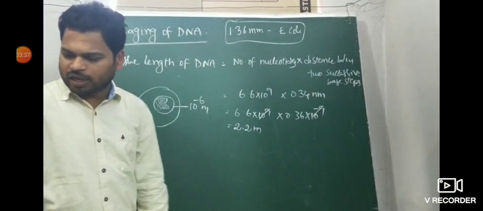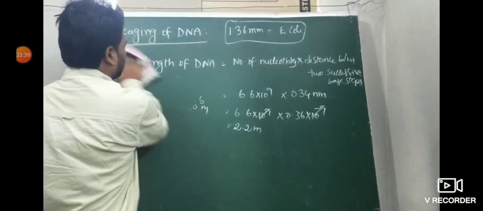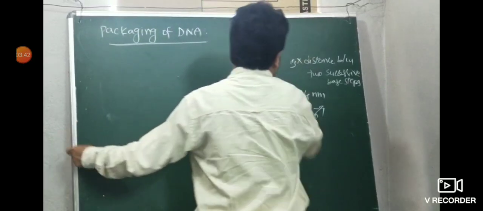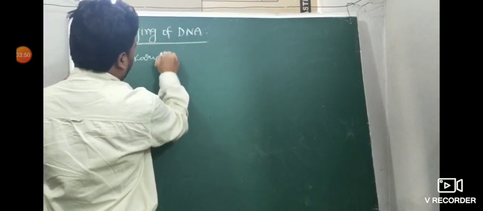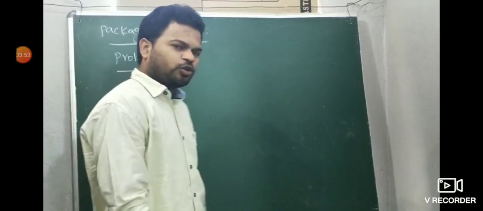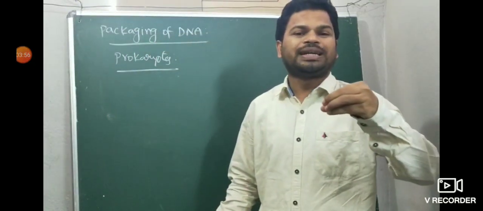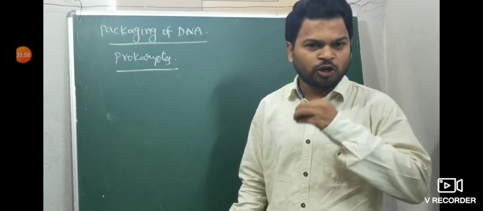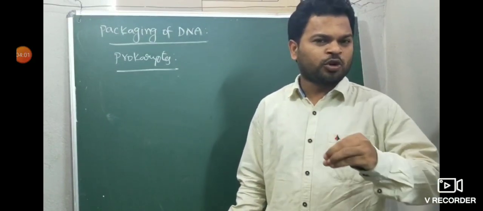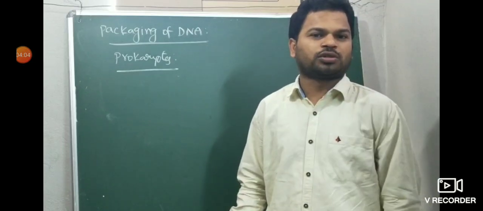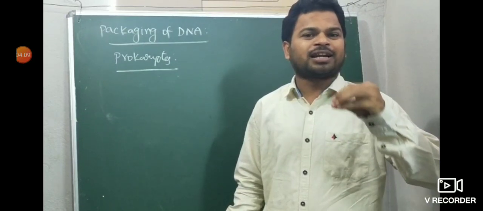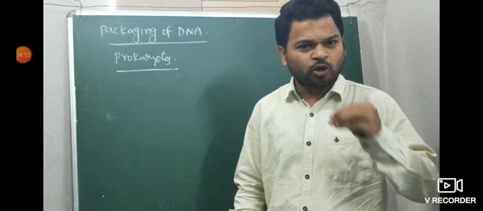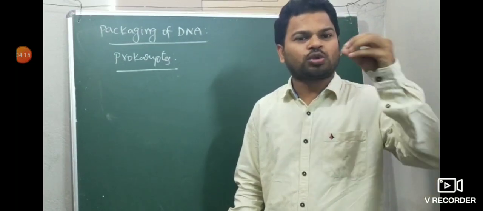Now, packaging of DNA in prokaryotes. Prokaryote means bacteria. You know very well that prokaryotes have no defined nucleus and no defined nuclear membrane. That's why in prokaryotes the DNA is not scattered throughout the cell.